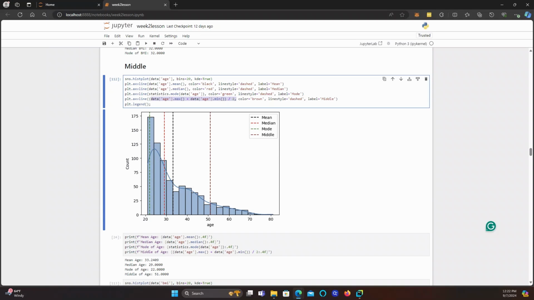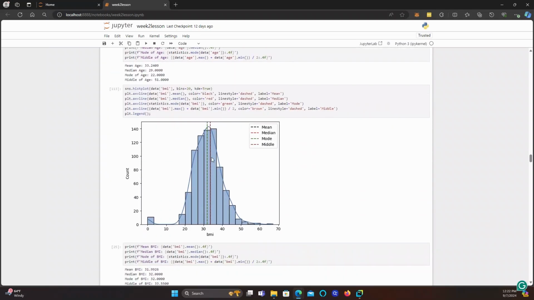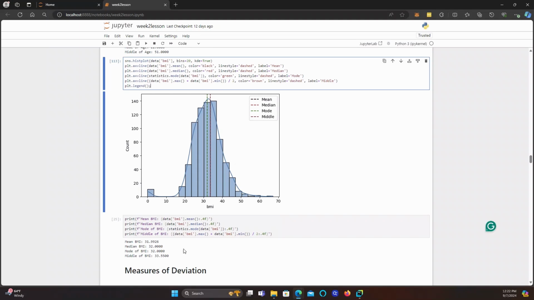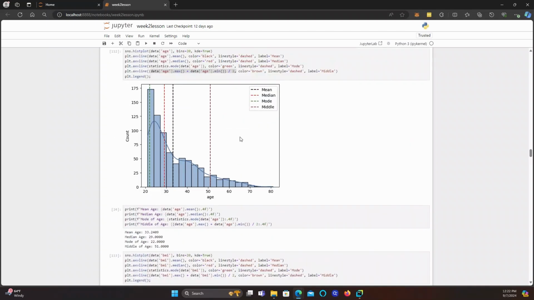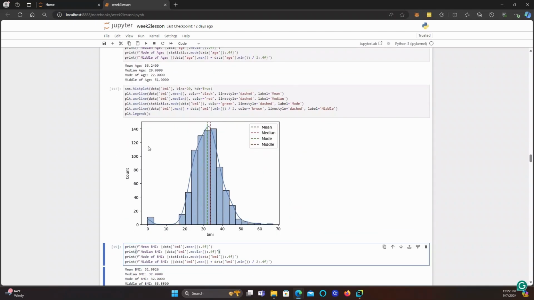Now, when those three numbers are really close together, it tells you that the model is going to be accurate in a statistical sense. We have strong mathematical reasons to believe that the model is going to be the best it can be. So here with BMI, it's symmetric, and you can see that the mean, median, mode, and middle are all pretty close together. So this is what we want when we're trying to make predictions. This one is going to be much harder to make predictions for, and you're going to have to choose things that have trade-offs.